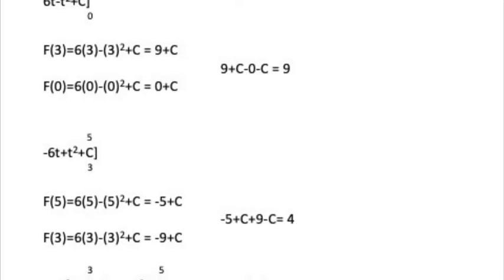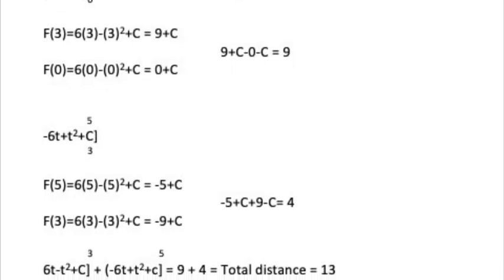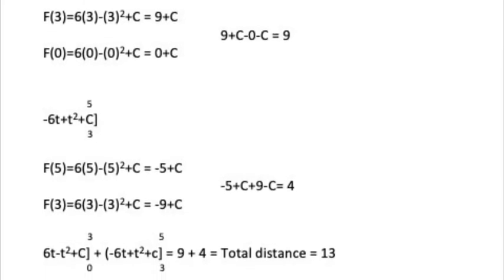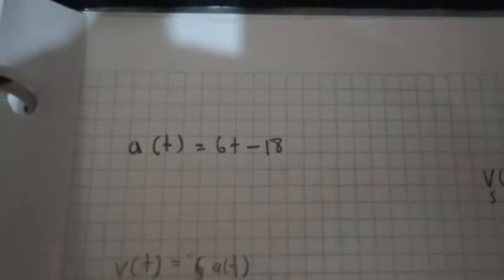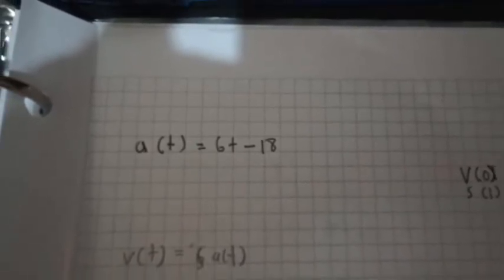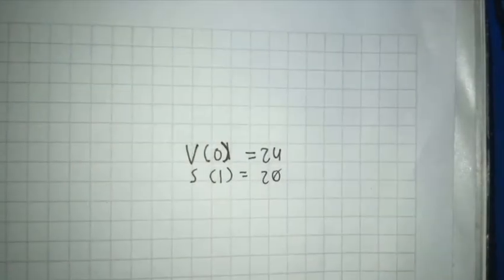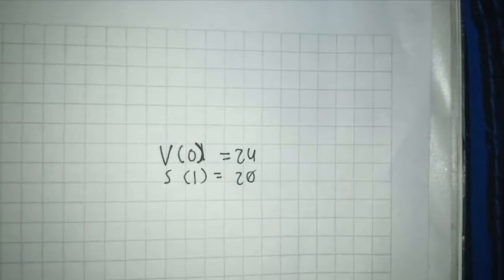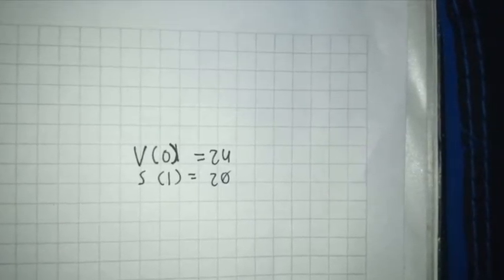Then, since the integral was an absolute value, we have to add both of the results, giving us that the total distance is 13. We have the formula of the acceleration, that is 6t minus 18, t being in seconds, and we also have that when t is equal to 0 the velocity is equal to 24, and that in the position formula, when t is equal to 1, it is 20.